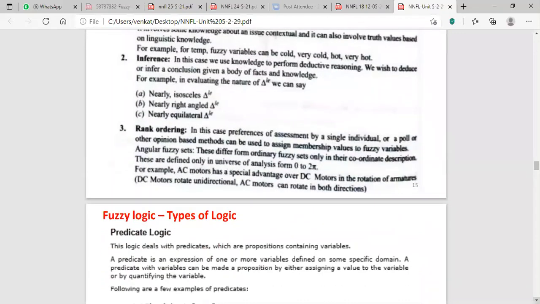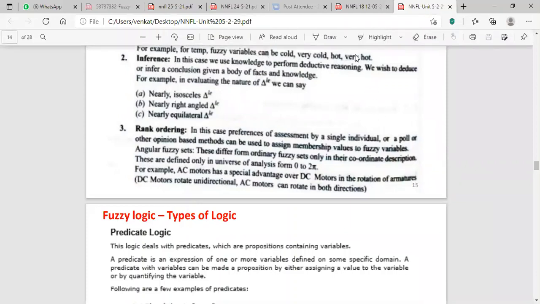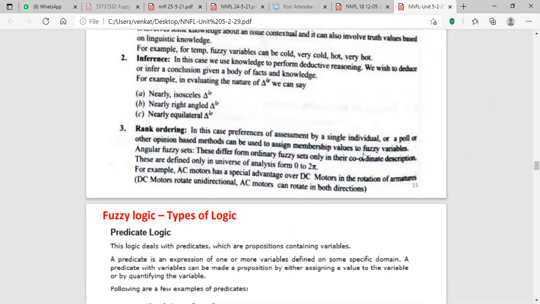Rank ordering. In this case, by assessment by a single individual, or by a poll or opinion based, you assign membership values to fuzzy variables. So there may be angular fuzzy sets, which differ from ordinary fuzzy sets with the coordinate description. They are defined in the interval 0 to 2 pi.